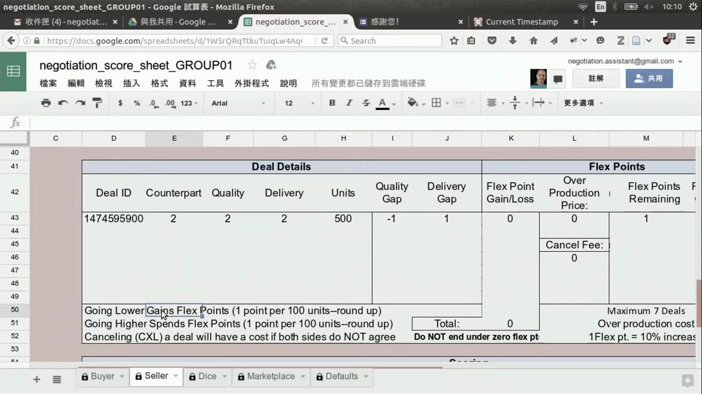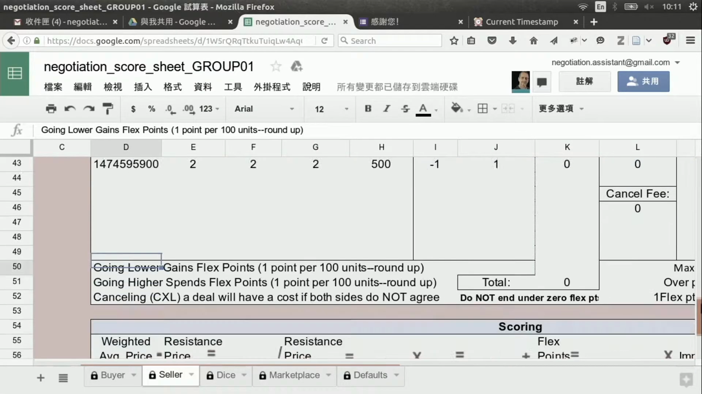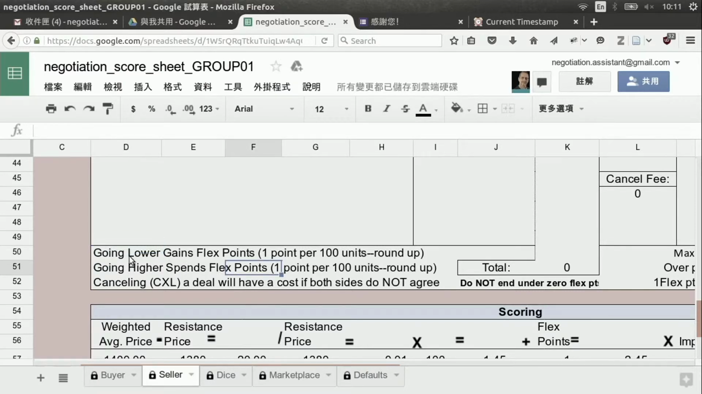Here's a short summary just to remind you very quickly of how the deals work and how you benefit or lose something, how you gain or lose. Going lower gains flex points. Going higher spends flex points, in this case because we're the seller. So going lower, in this case, like for example, lower price, lower speed, or here higher speed, lower speed, these kinds of things.